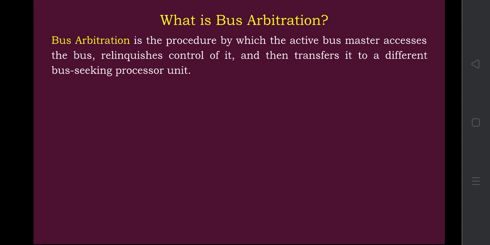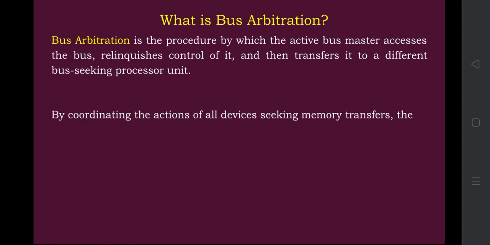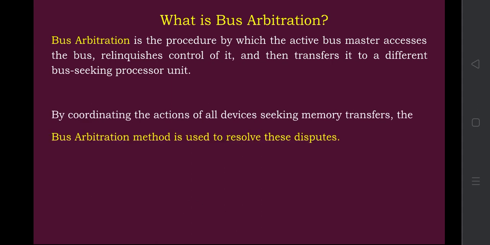So what does it do? It gives the active bus master access to the bus, and after the bus helps to transfer data, it relinquishes the control of it and then transfers the control to some other device which is requesting the bus. So that is the bus arbitration technique. By coordinating the actions of all the devices seeking memory transfers, the bus arbitration method is used to resolve these disputes.